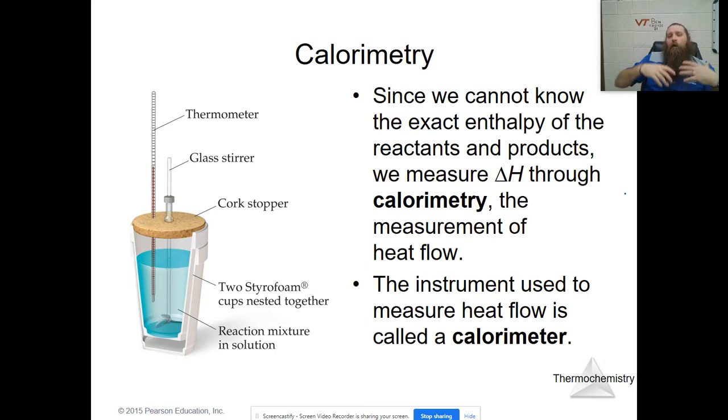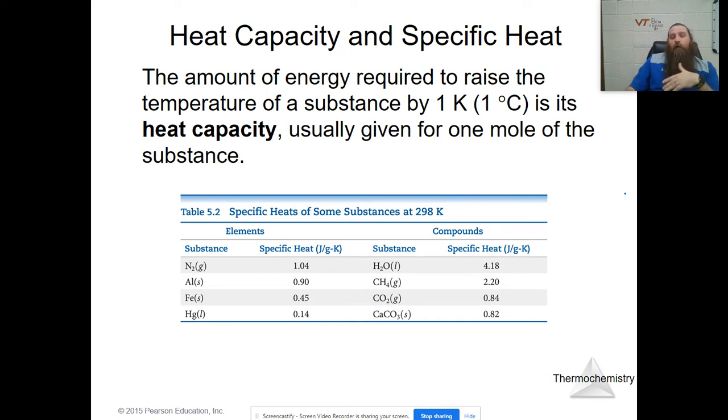We can't know the exact enthalpy of reactants and products, but we can measure the overall delta H through calorimetry, because we know that heat is going to flow from the reaction into the surroundings. If the reaction is hotter than the water in the calorimeter, heat will flow from the reaction into the water, or it will flow from the water into the reaction if the reaction is endothermic. The calorimeter allows us to calculate these values using heat capacity and specific heat.